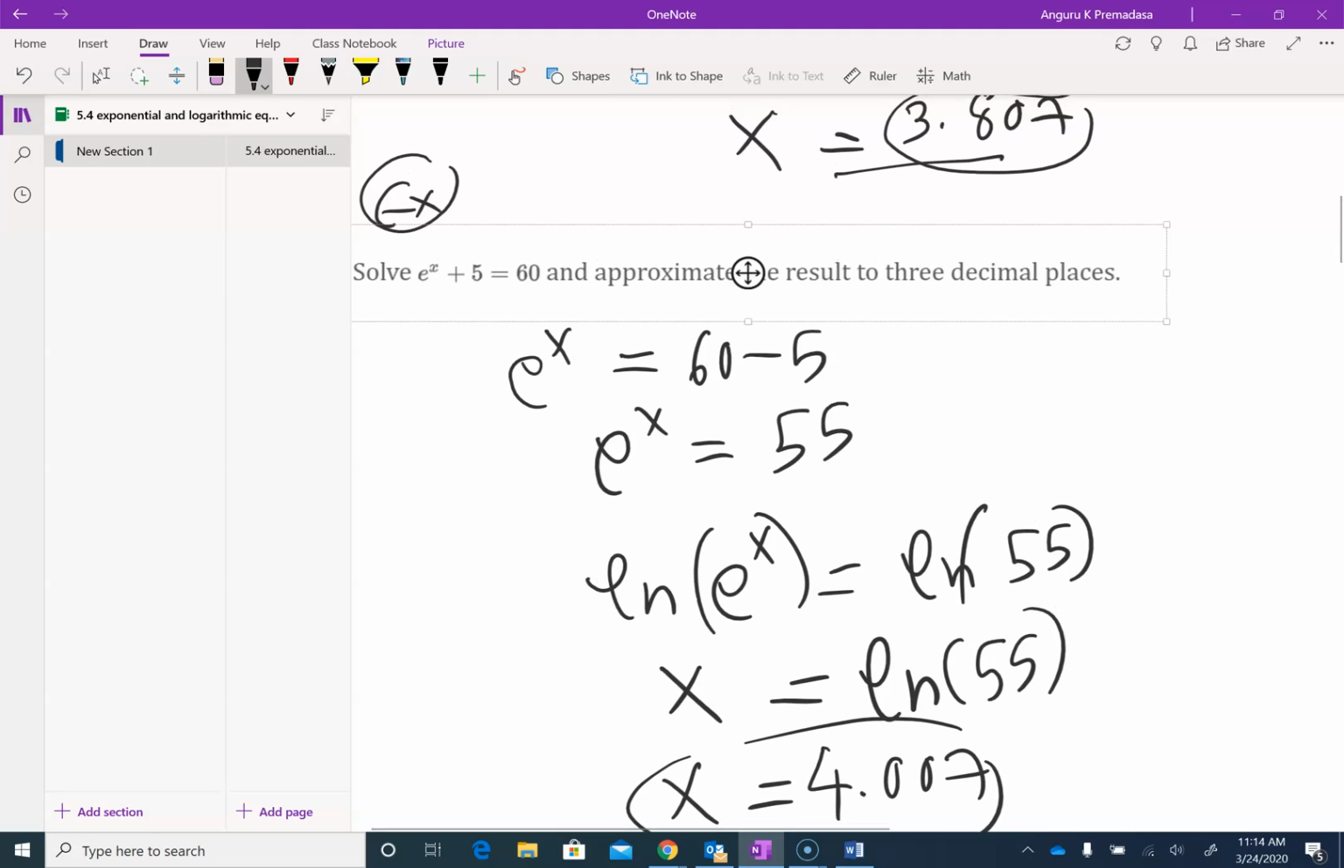Let's do another one. We want to solve e to the x plus 5 equals 60. Once again, make sure that you isolate the exponential before you do anything. So we bring the 5 over to this side, and we get e to the x equals 60 minus 5, e to the x equals 55.